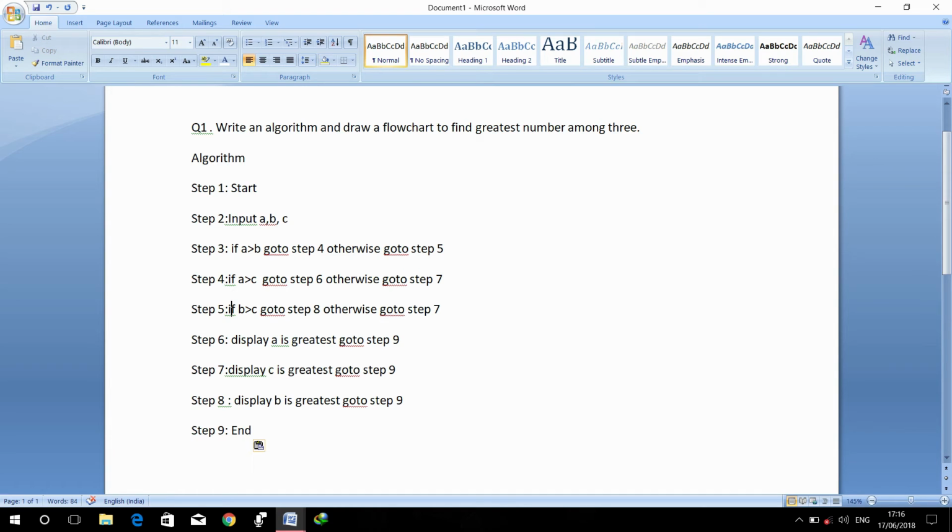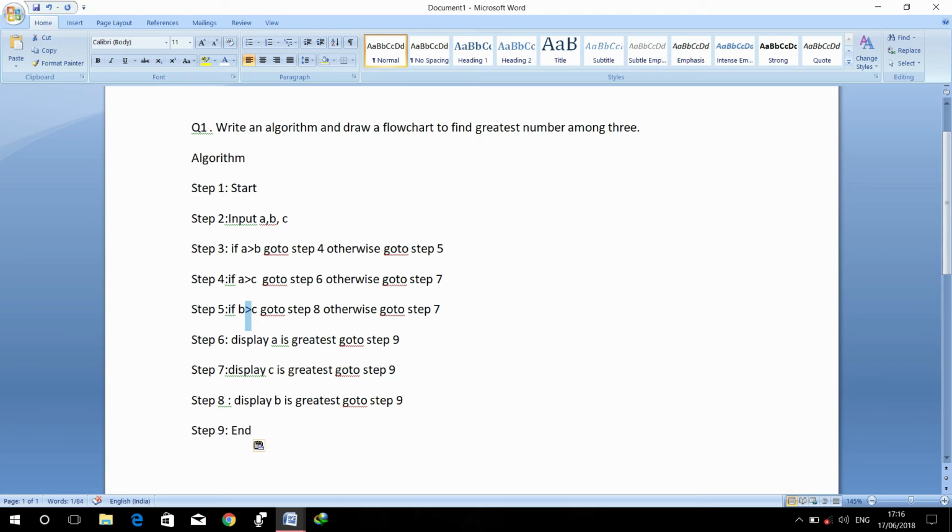Then it again checks the condition: if B is greater than C. So B is greater than A, and now it checks whether B is greater than C. So obviously B is greatest among all the three numbers. So it goes to step number 8 and displays B is greatest. Okay, and then it goes to step number 9 and the program will end.